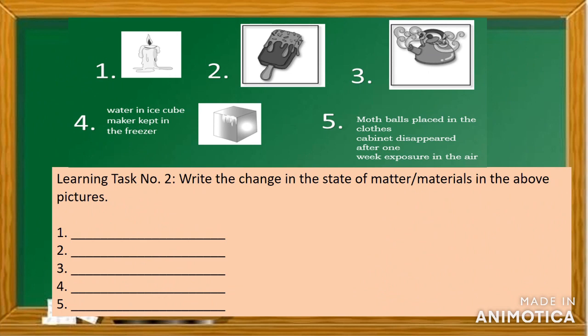For learning task number 2, write the changes in the state of matter or materials in the above pictures. For example, number 1. So what is the change in state of matter or materials in number 1? So we have here, it changed from solid to liquid. How about in number 2? In number 3, number 4, and number 5, you can answer it.